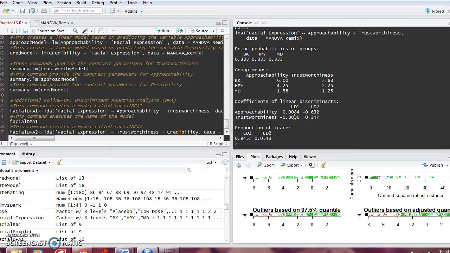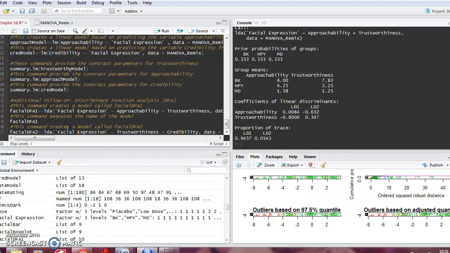The next thing that we're going to look at is the proportion of trace. This is like the variance between your first variate and your second variate. We see LD1, so variate 1, accounts for 94.6% of variance compared to the second variate, which accounts for only 5.4%. So that's a lot. That's pretty cool.